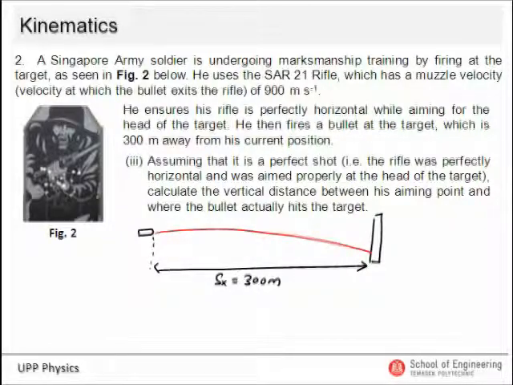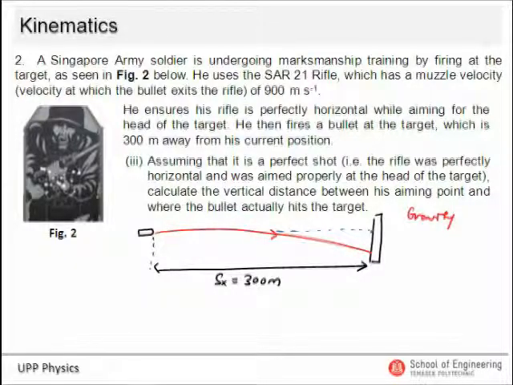Why is it traveling in a parabolic path? Because gravity pulls the bullet downwards. So, in the vertical direction, the bullet actually undergoes acceleration due to gravity. That is why there is a vertical distance that we need to calculate between his aiming point and where the bullet actually hits the target.